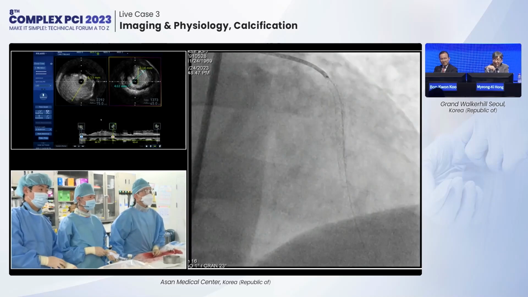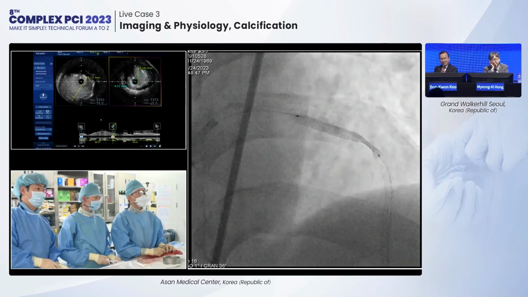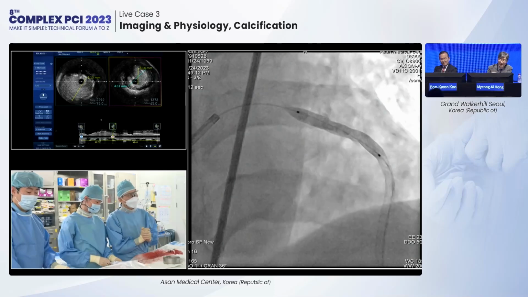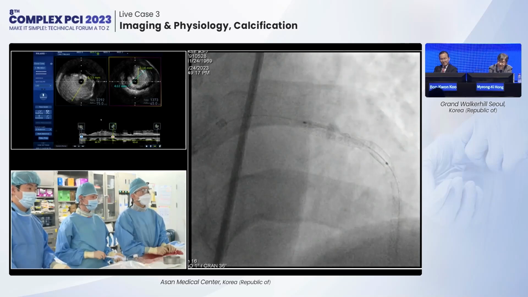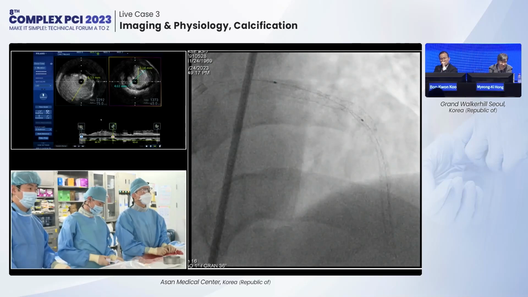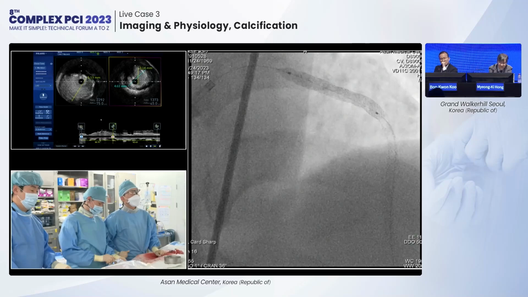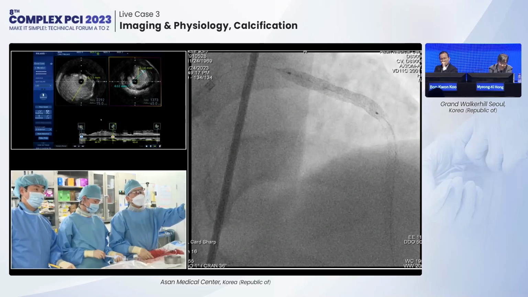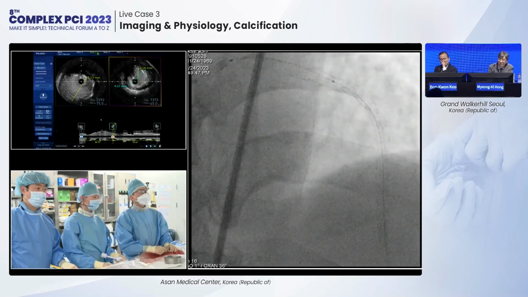Let's overlap. Okay. Up to 20. 20 is okay. Pressure. I will protrude the balloon a little bit and apply bigger pressures. Okay, 20. 4.53. Pressure. Okay. Because the CTO segment was a little bit long, the stent overlap area was just proximal to the diagonal branch. So the vessel size was not so big.